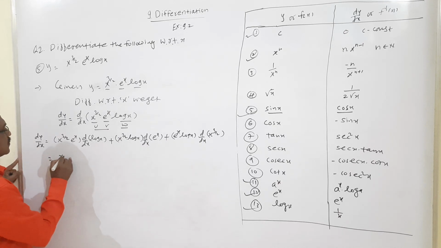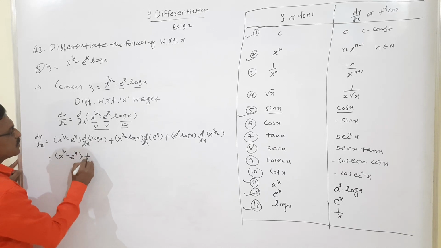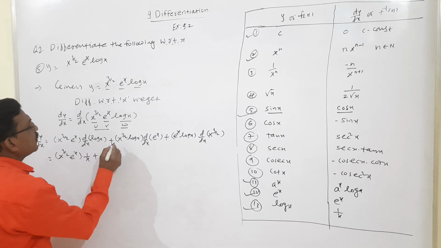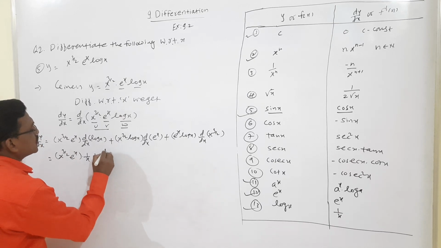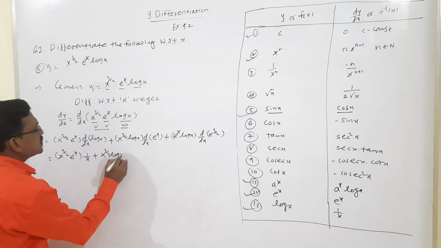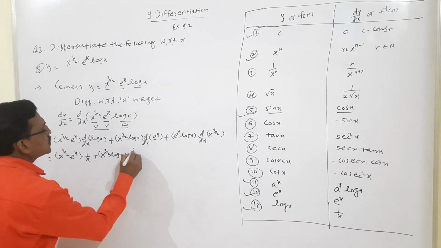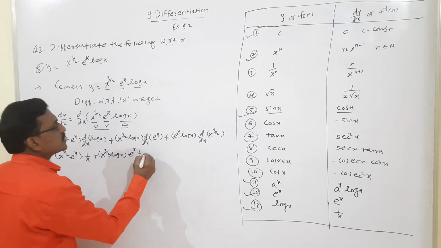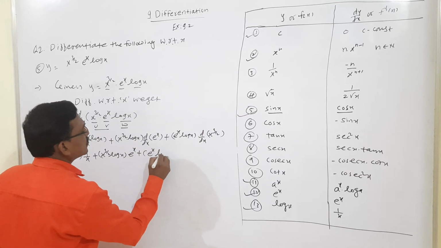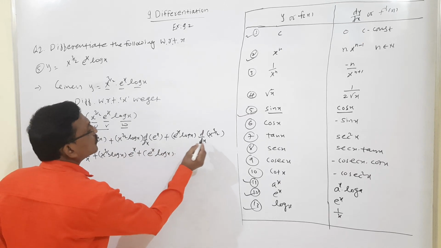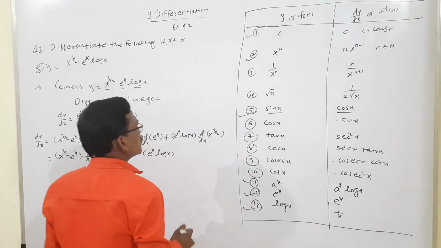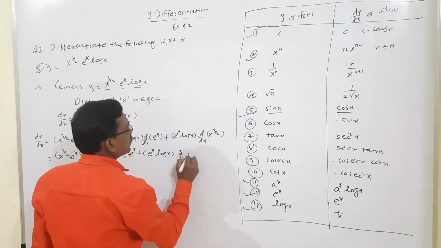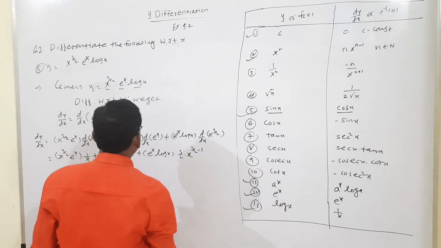Therefore it is x to the power 3 by 2 as it is into e raised to x as it is, into derivative of log x, which is 1 by x, plus again x to the power 3 by 2 into log x as it is into derivative of e raised to x, which is e raised to x, then plus this as it is in brackets, and now the derivative of x raised to 3 by 2, by using x raised to n gives n into x raised to n minus 1, means 3 by 2 into x raised to 3 by 2 minus 1.